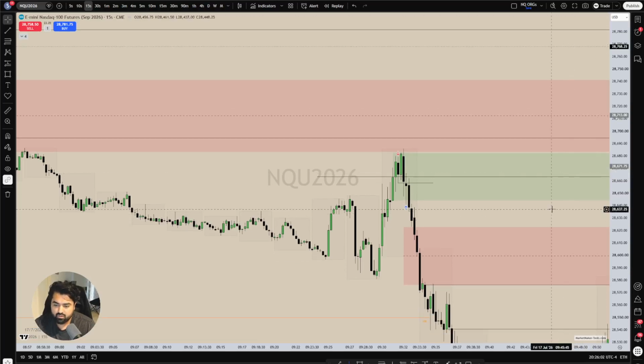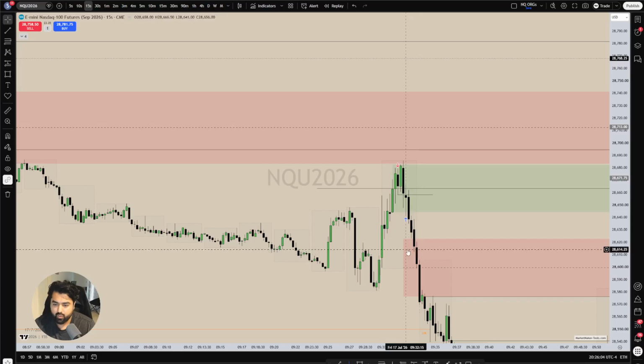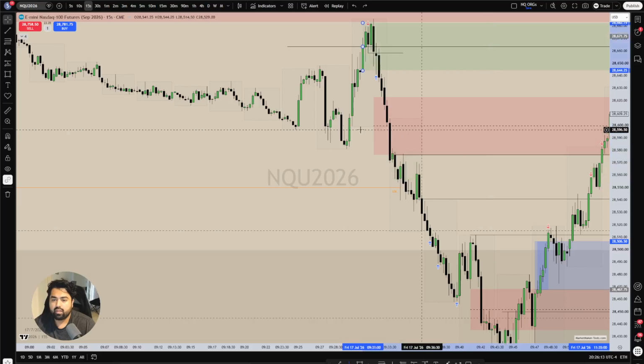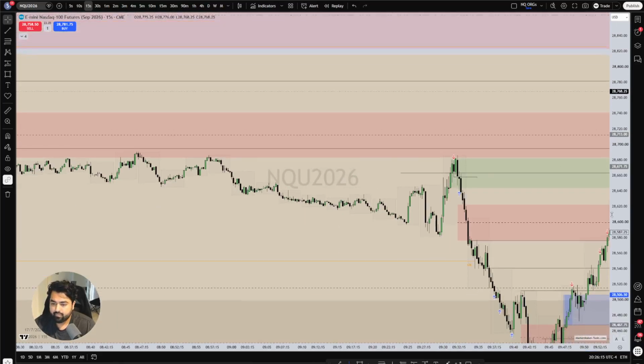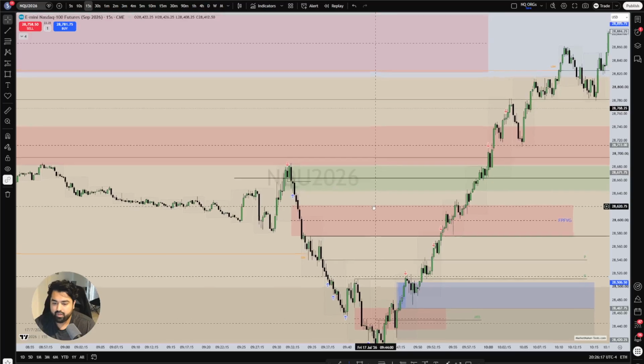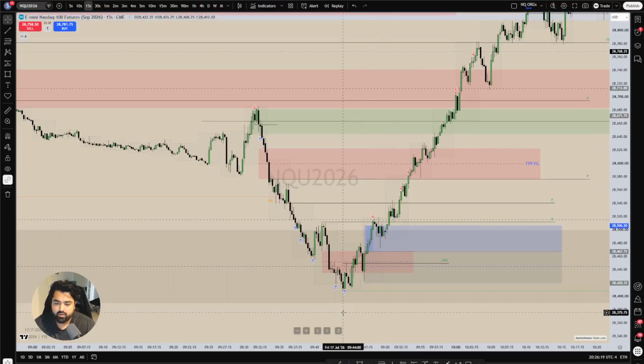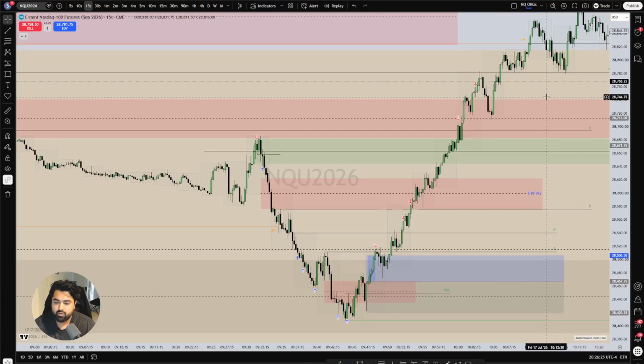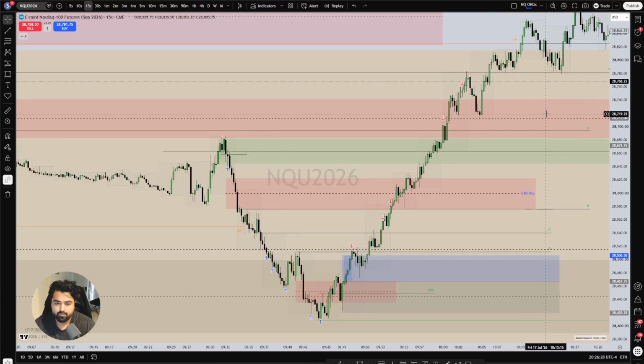My first partial was very quick, this one, because I entered more contracts over there, and then I started taking partials here again. So that was the whole idea of the trade, and I entered here again, and then that's how I took out these, which is beautiful. I love it.